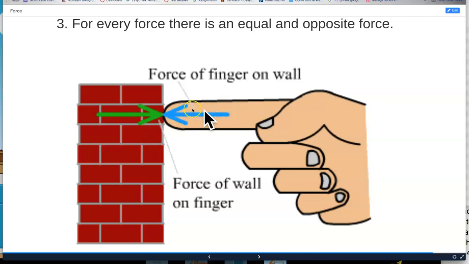Now, if we want to know if that finger breaks, if you're doing like a karate punch, we want to know if that bone's going to be in trouble, then we look at the green force. And if that green force is greater than what the bones can handle, then we might be in trouble. Okay? So Newton's third law says equal and opposite. That's the law. And that's what most of you really know, but it's the third law.